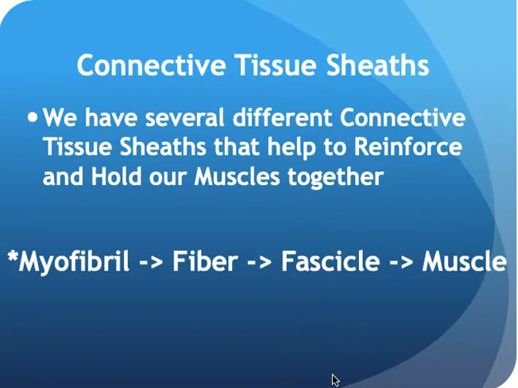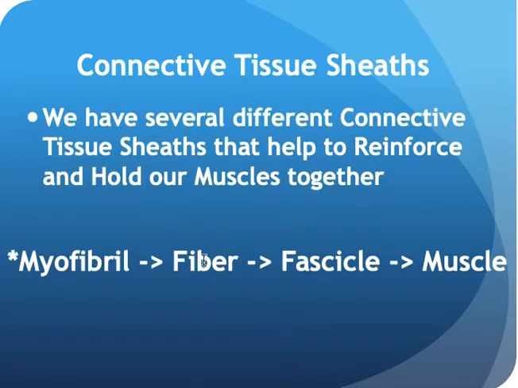So we have all these connective tissue sheaths, okay, and these again are good for labeling because they're going to be on your practical, and they're good for just knowing what the sequence of units is that make up these muscles. So we have several different connective tissue sheaths, and they're going to help to reinforce and hold the muscle together. And again, I want to know them from the smallest to the largest, and this is your little sequence here, okay? So I have a bunch of myofibrils. We're going to see them in a picture here in a second.